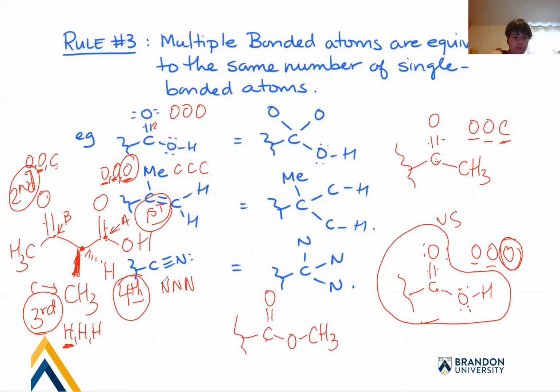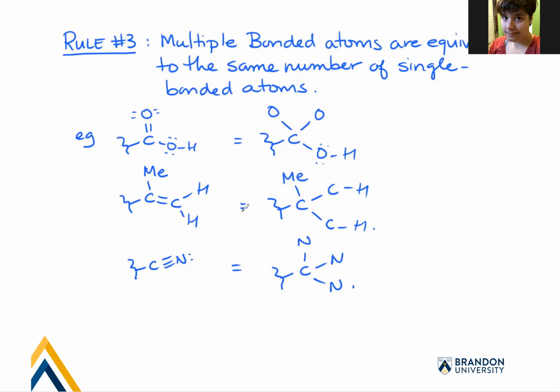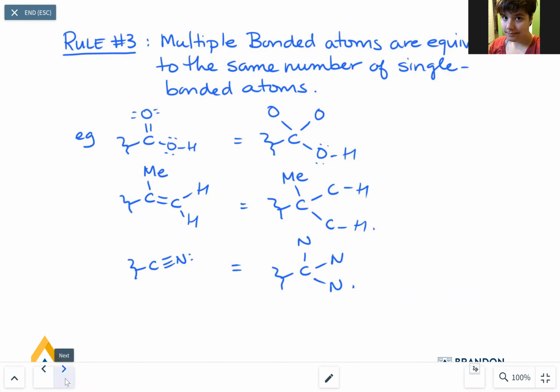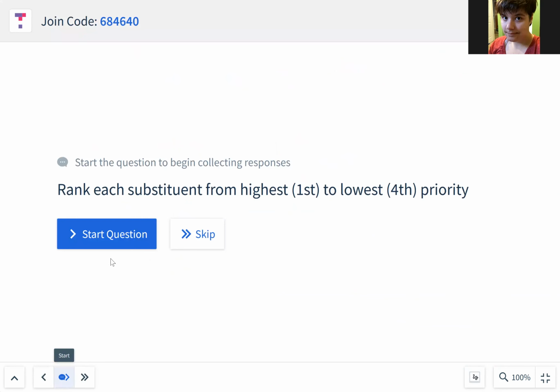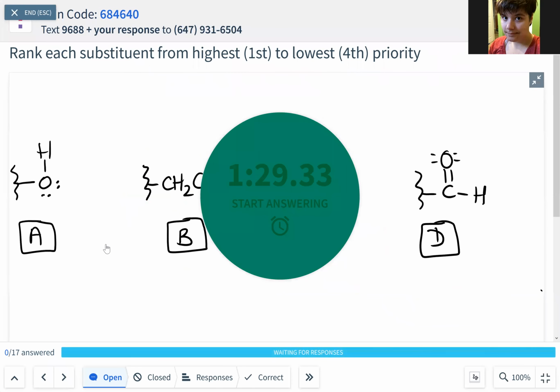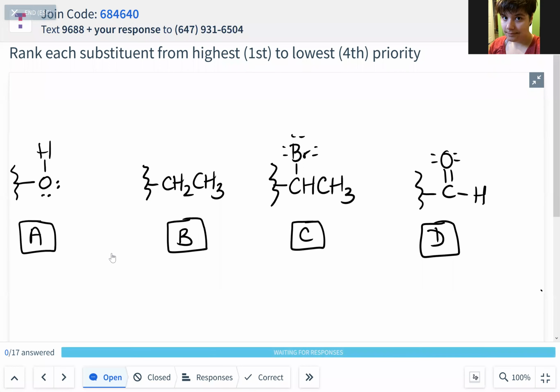Now, we're going to do something with all of this once we've assigned the configuration to each one. So the first thing we need to be able to do is determine the priorities, like which is highest priority, which is the lowest priority. Then we're going to set them up in a specific way and determine the configuration. So this is just basically an example of what I just said. I've got 4 groups here, rank them from highest priority to lowest priority.